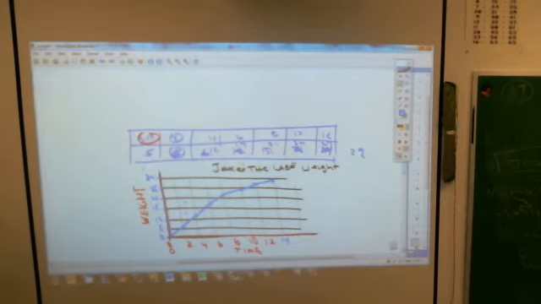Number 10. During which year did the value of the stocks decrease, go down the most? Going down the most, Kendall, was 99 to 2000. And how much did the stock go down? A little bit of calculating here. $4,000.